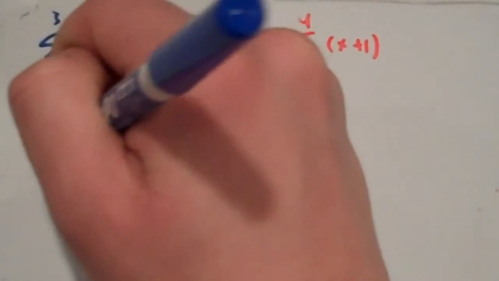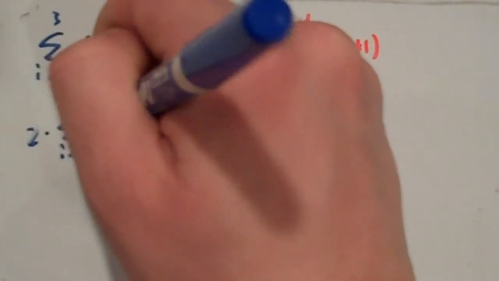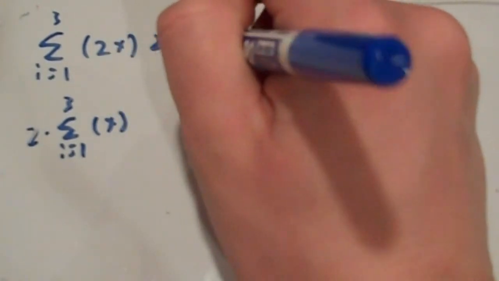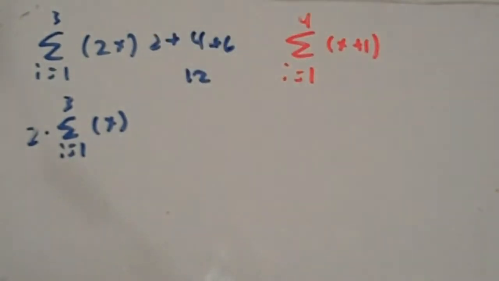So, instead of this, I could have it be 2 times the sum of i equals 1 of x from the first to the third term. Now, I'm going to give an example of this. Say we sum up the terms the long way. The first term would be 2, plus 4, plus 6. Add those up, we get 12. So the long way, we get 12. By doing it this way, we should get 12.